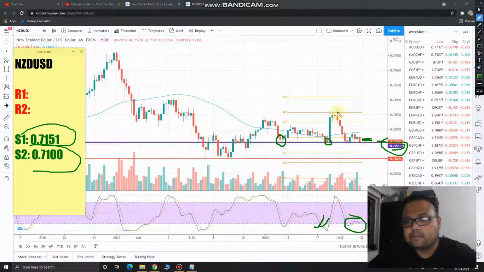Then your target is this level, 0.7250. So this is the analysis for NZDUSD, New Zealand dollar, US dollar for 22nd March 2021.